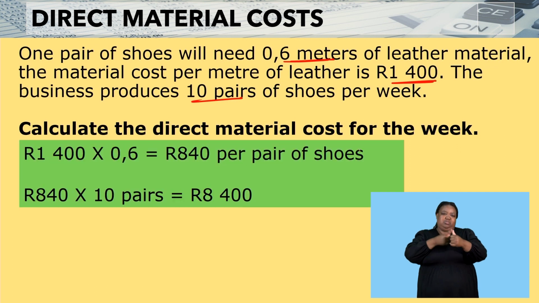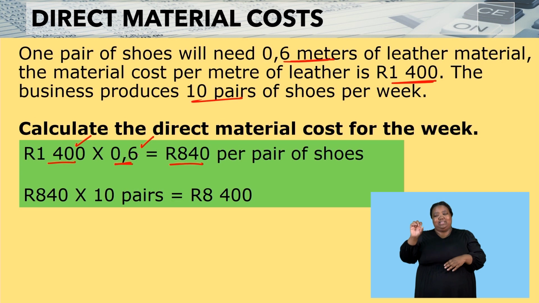Let's do the calculations. 1,400 is the cost per meter, but we don't need the entire meter. We only need 0.6 for each pair. So we'll now say 1,400 rands multiplied by 0.6. That will give you 840 rands per pair of shoes. All right? So we will not use the entire 1,400 because our shoe requires only 0.6 meters. Now, as I've said, 1,400 times 0.6 gives you 840 per pair of shoes.